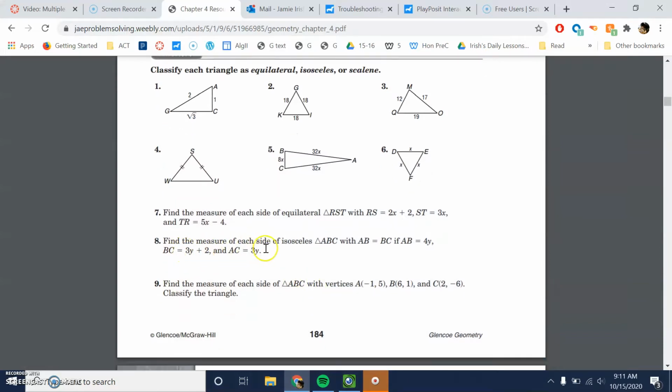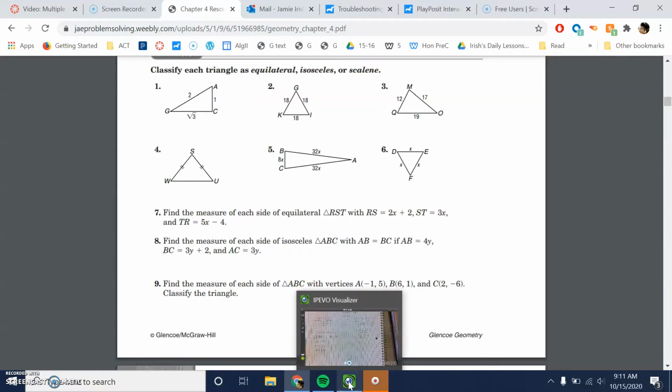Number 8. Find the measure of each side of an isosceles triangle ABC with AB equals BC. Okay, so that means two sides are congruent. AB equals 4y, BC equals 3y plus 2, and AC equals 3y. Copy the important information down in your notes.